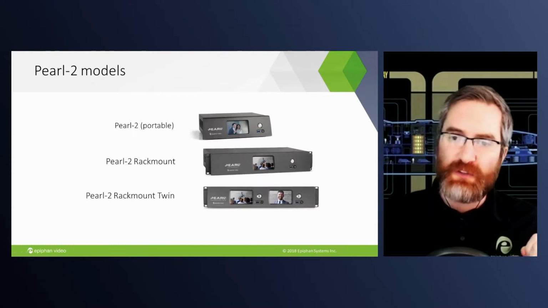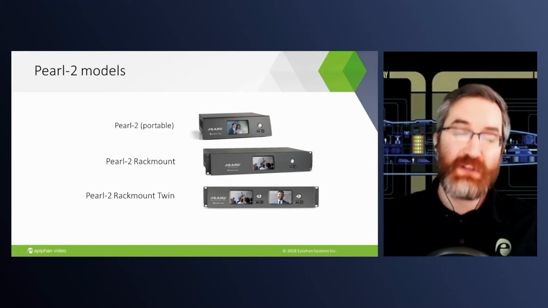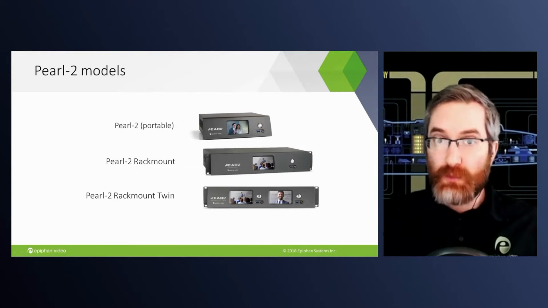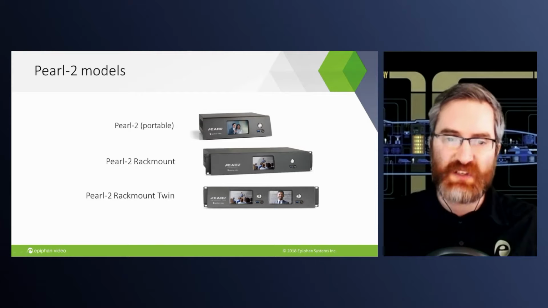The other advantage of the Perl 2 is that it does come in rack mount versions. So there's 3 physical variants of the Perl 2. The specs of them are all the same. There's the portable version, and then the 2 rack mount variants. The number of inputs is the same. The power and how much we can stream and record is the same.